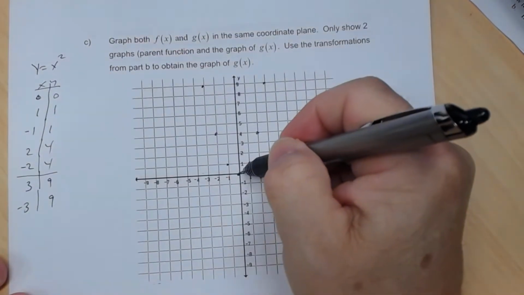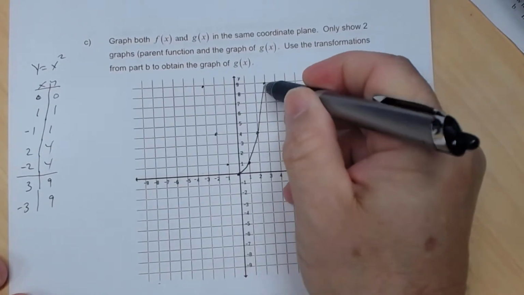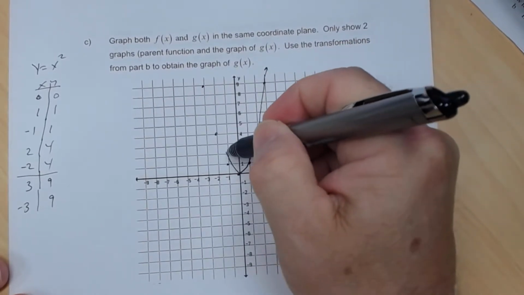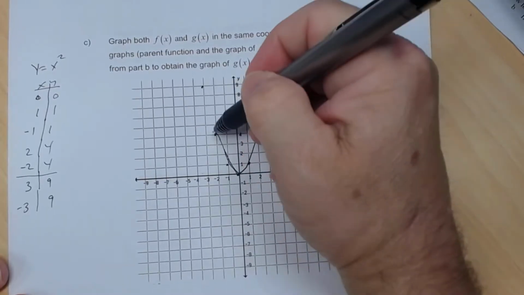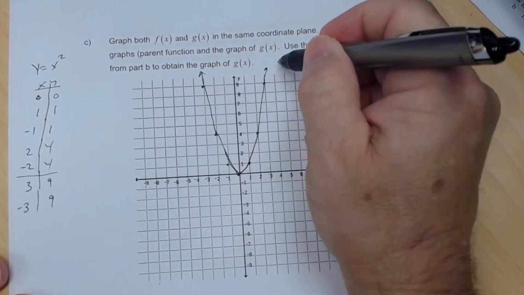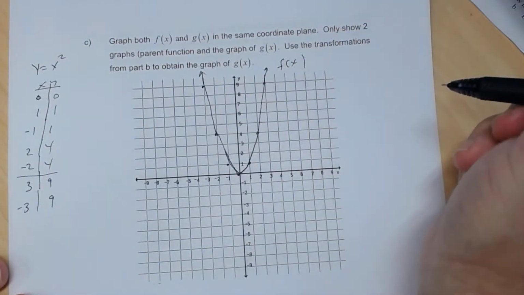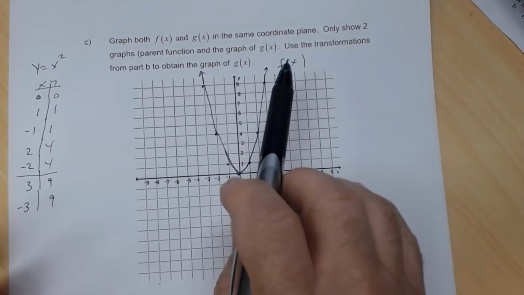Okay, so then we graph this. My parent function looks like this. Make sure you label this as f of x. So this is f of x. Now here's how we're going to graph g of x.